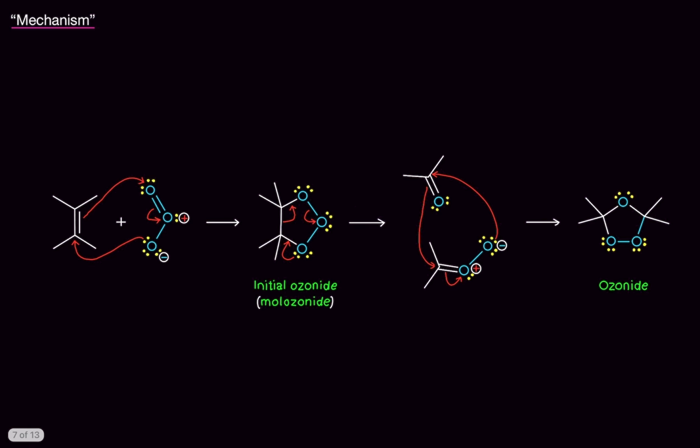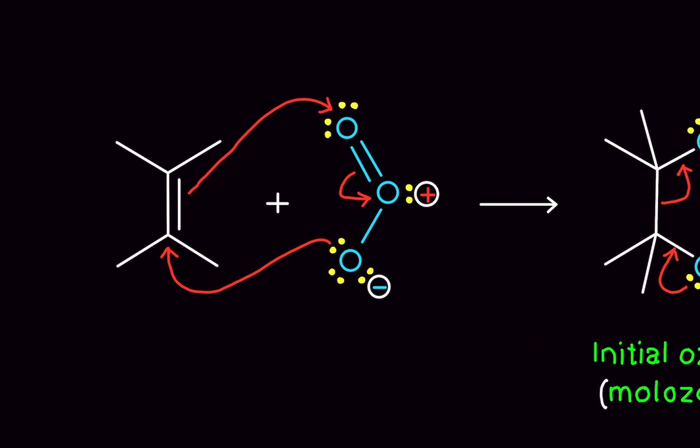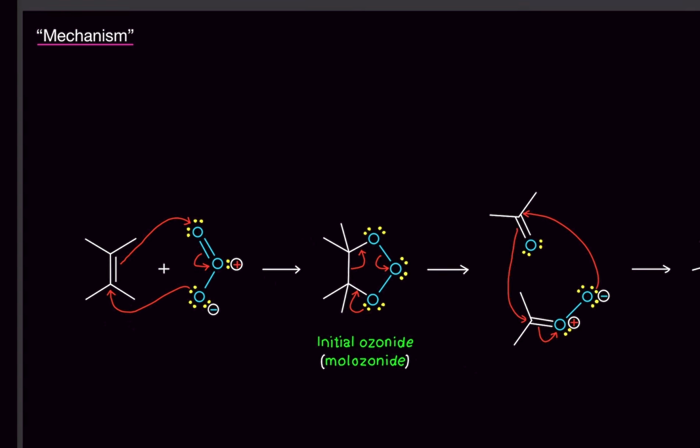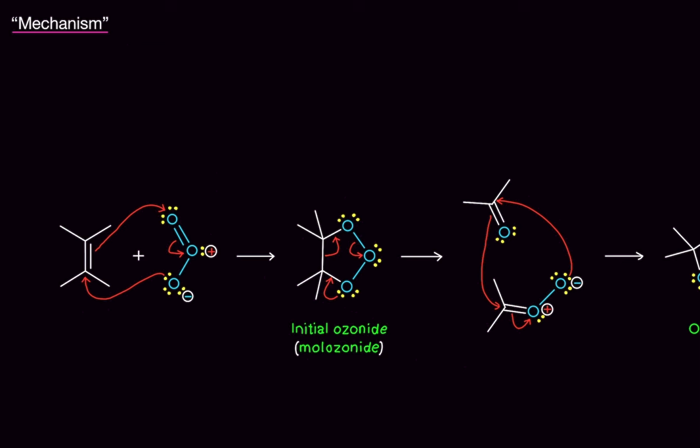Okay. Here's the mechanism. I'm not going to go over all of this. What's really happening here is the pi bond's going to attack the oxygen. Oxygen has too many electrons in the bonds, so it's going to give it to this central oxygen. Then it's going to cause these electrons to attack here, and then we get this initial ozonide. It's kind of like our oxymercuration, demercuration in a way.